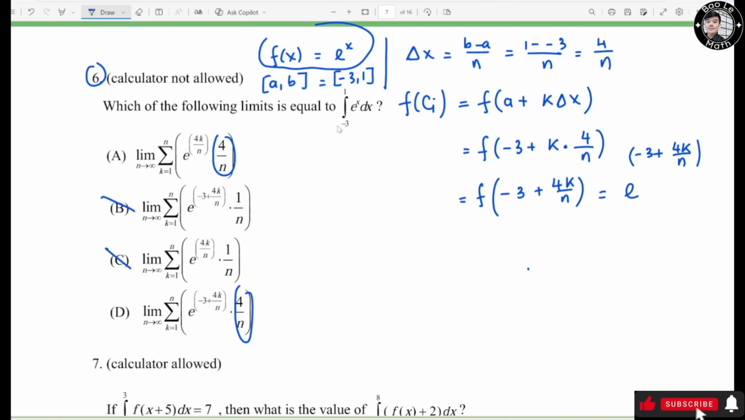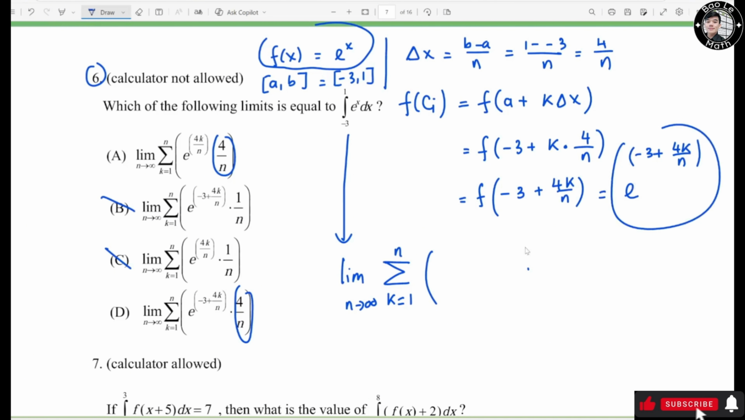We need to rewrite this guy in limit notation. So it will be the limit as n approaches infinity, put the summation notation right here, k goes from 1 to n of the length times the width, right? The length is right here: e to the negative 3 plus 4k over n, times the width, which is right here, 4 divided by n. So the answer must be D.